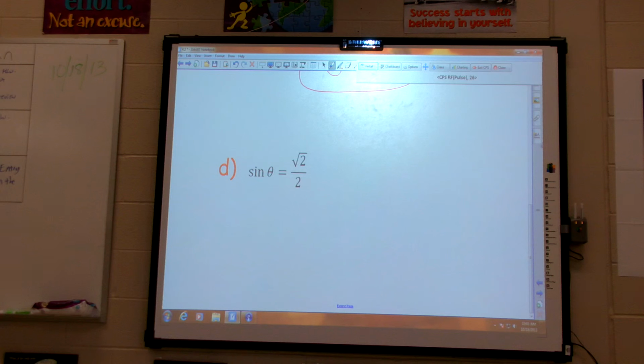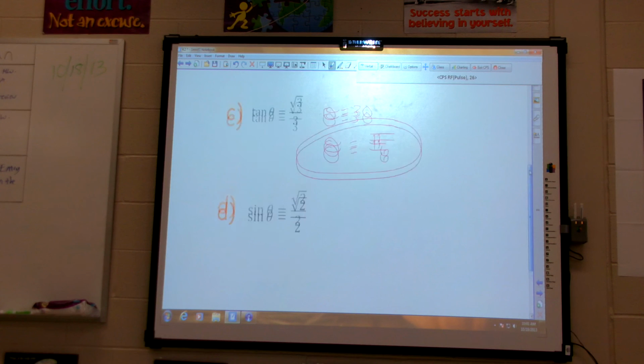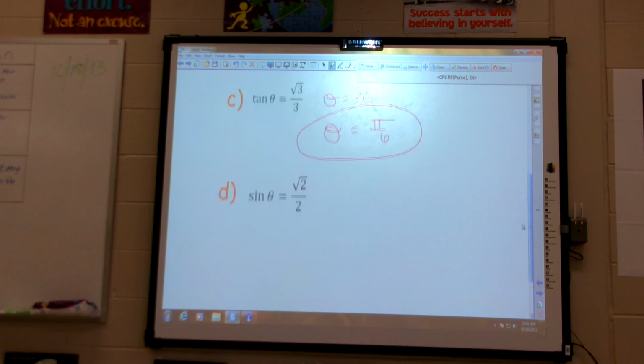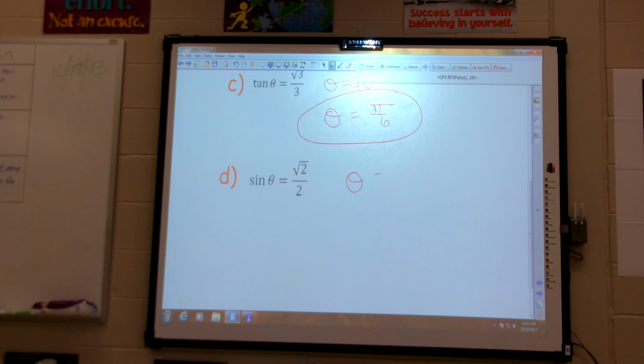Sine of theta is square root of 2 over 2. 45. Exactly. Just knowing that you have that square root of 2, correct, tells you you're looking at a 45, 45, 90. Think about it: sine of either angle is 1 over square root of 2, which will clean up to be square root of 2 over 2. So theta is what? 45, which is pi over 4. Sinking in?